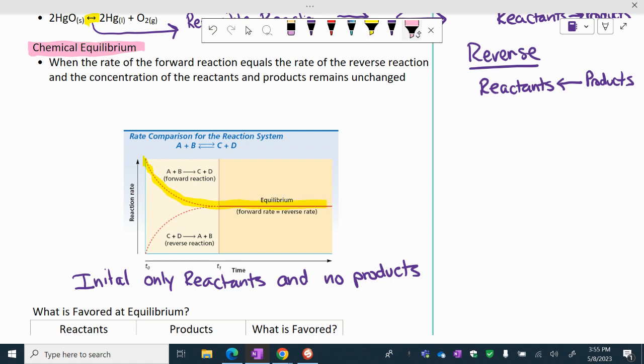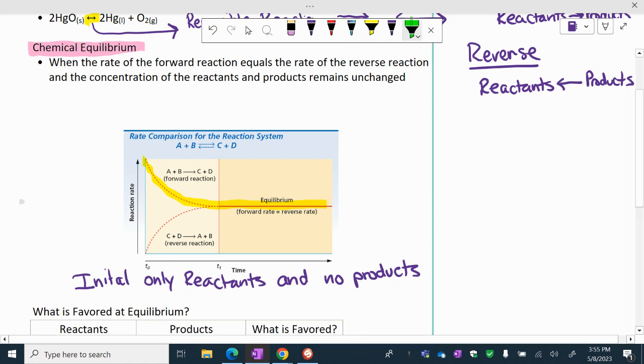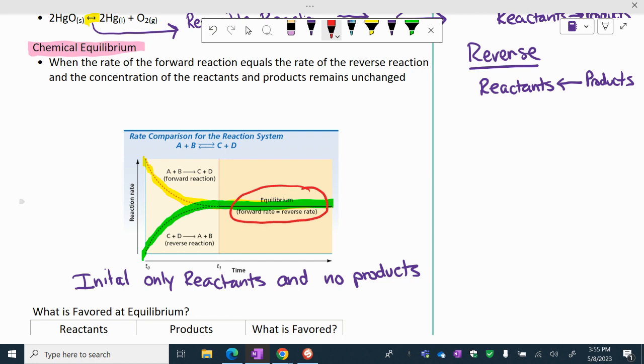And as the reverse reaction occurs, once reactants form products, then over time the reaction rate increases and then it levels off. You're at equilibrium when the rate of the forward reaction equals the rate of the reverse reaction. That's the definition of equilibrium that I've circled in red. So again, the key word here is rate.